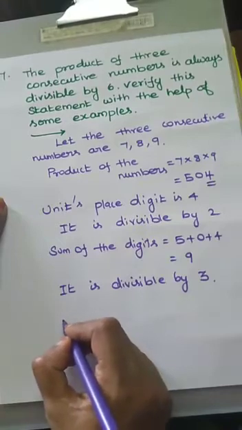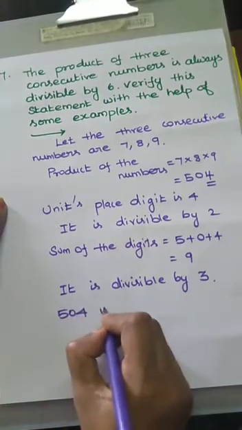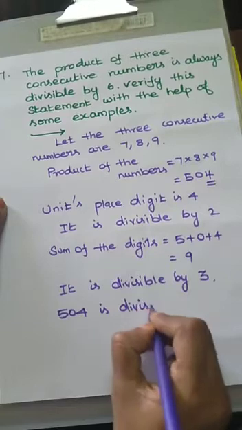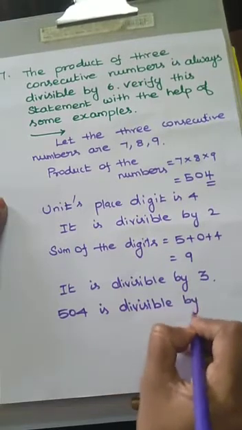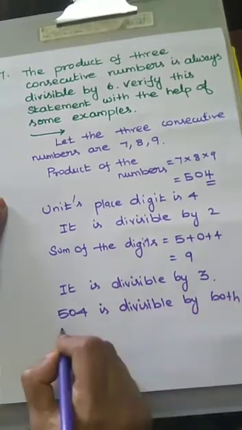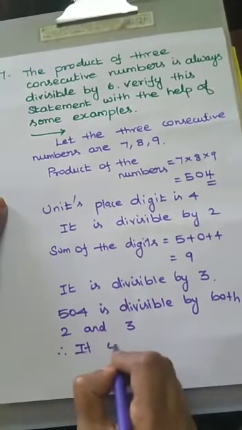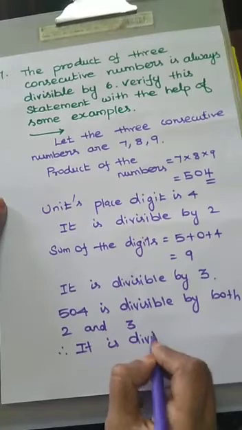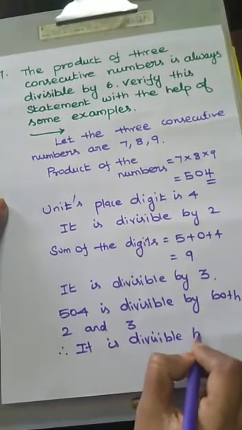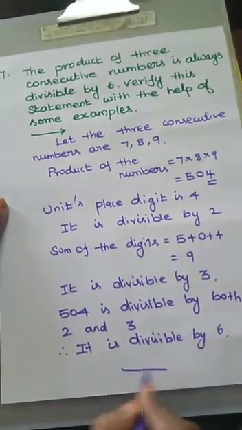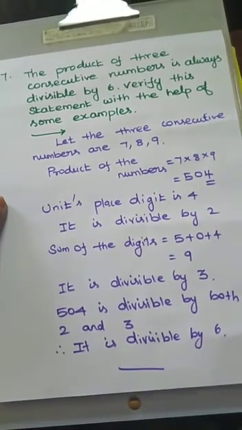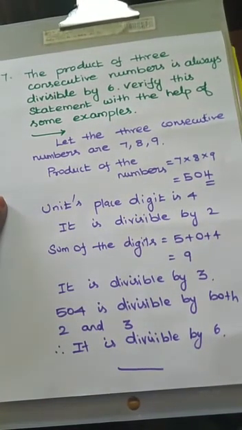Okay. So, 504 is divisible by both 2 and 3. So, automatically it is divisible by 6. Okay. You just check using any 3 numbers and check whether the answer is correct or not. Okay.